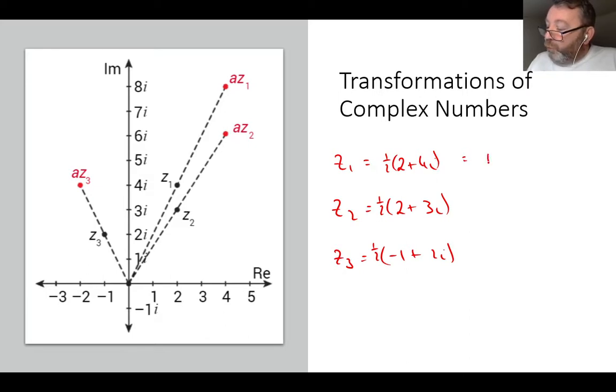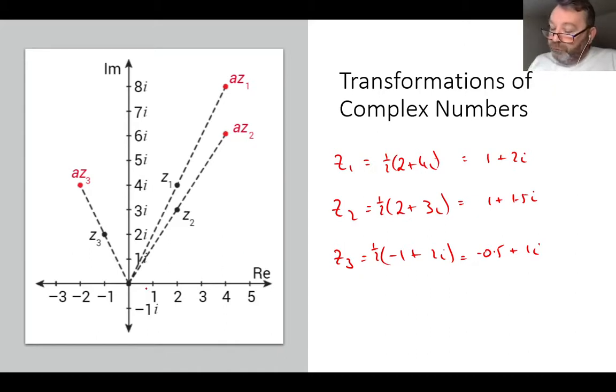A half of 2 is 1. A half of 4i is 2i. A half of 2 is 1. A half of 3i is 1.5i. And a half of minus 1 is minus 0.5. And a half of 2 is 1i. Now let's plot those numbers.